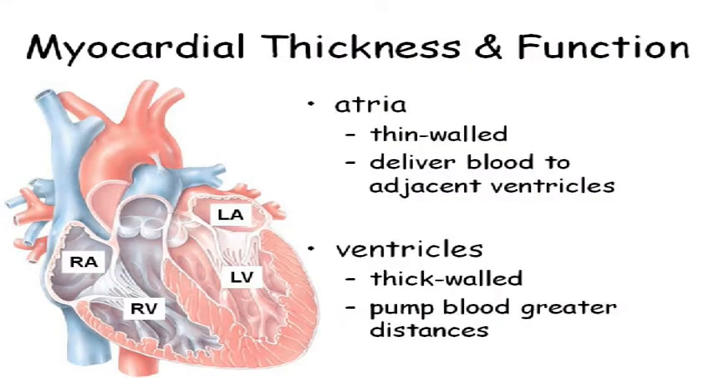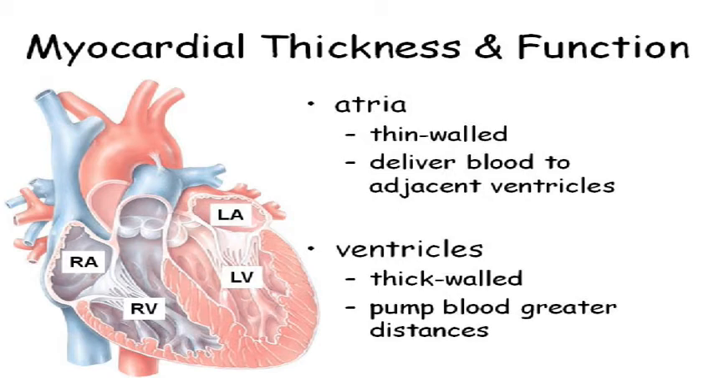Okay, so now we know that the blood goes from the atria to the ventricles. And if you look at the walls of the atria, they're much thinner than the walls of the ventricles because all they have to do is push blood down in there. The only time they really have to work hard is if you're standing on your head. So unless you're a circus performer, they have a pretty easy life.